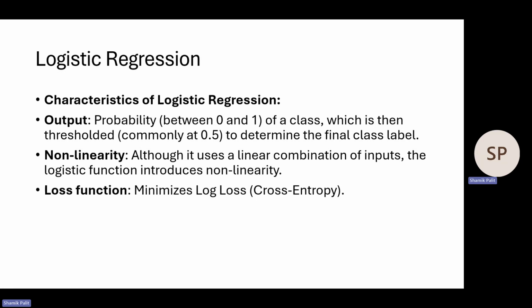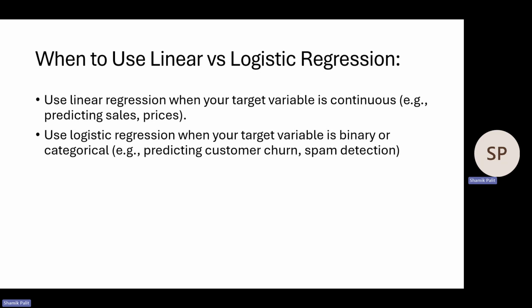If you'd like to see when we make use of linear regression and when to make use of logistic regression: suppose we are considering a specific target variable which is continuous in nature, for example, the sales price or the price of a house, then we generally make use of linear regression.